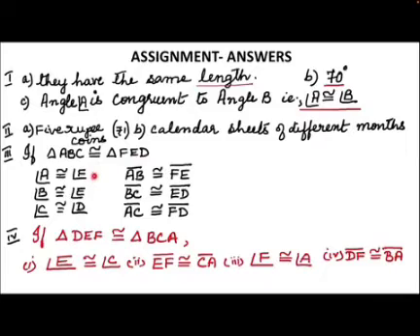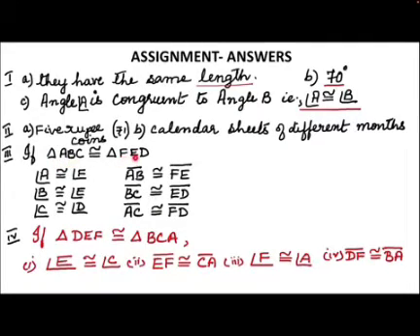That's what I've written here. Angle A is congruent to angle F, angle B and E, angle C and D. They are congruent to each other. Now coming to sides. AB, can you tell me which is the congruent side of the other triangle? It is FE. Go in the same order, there is no confusion.